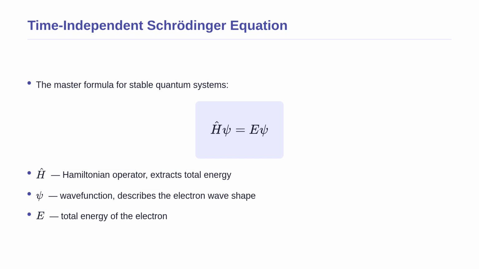The formula simply states that if you apply the Hamiltonian's energy extracting operation to the correct wave function, you get back the exact same wave, just multiplied by its total energy. If E increases, the electron is in a more excited state, and the wave shape becomes larger and more complex.